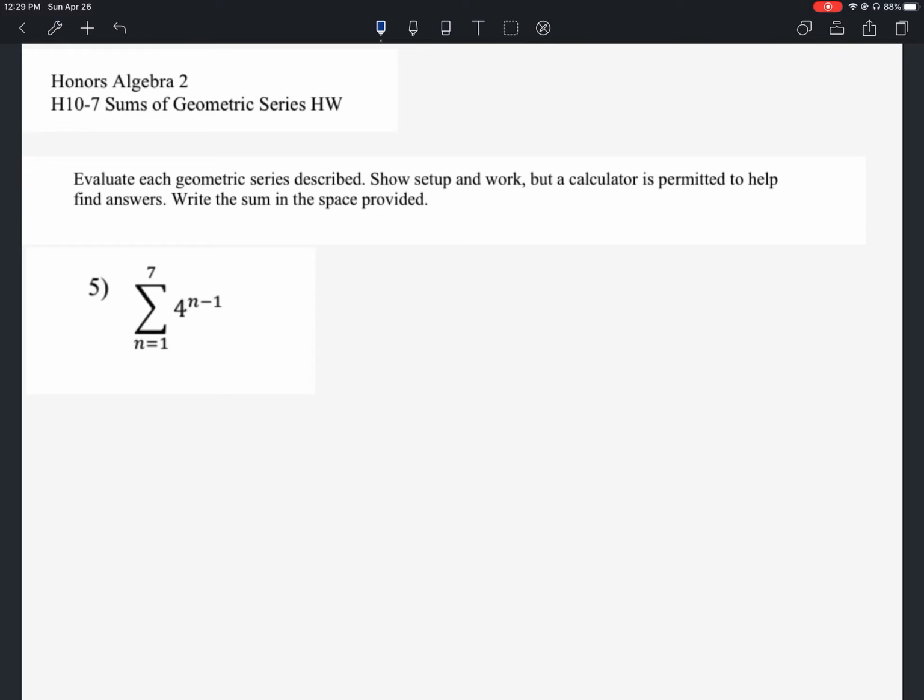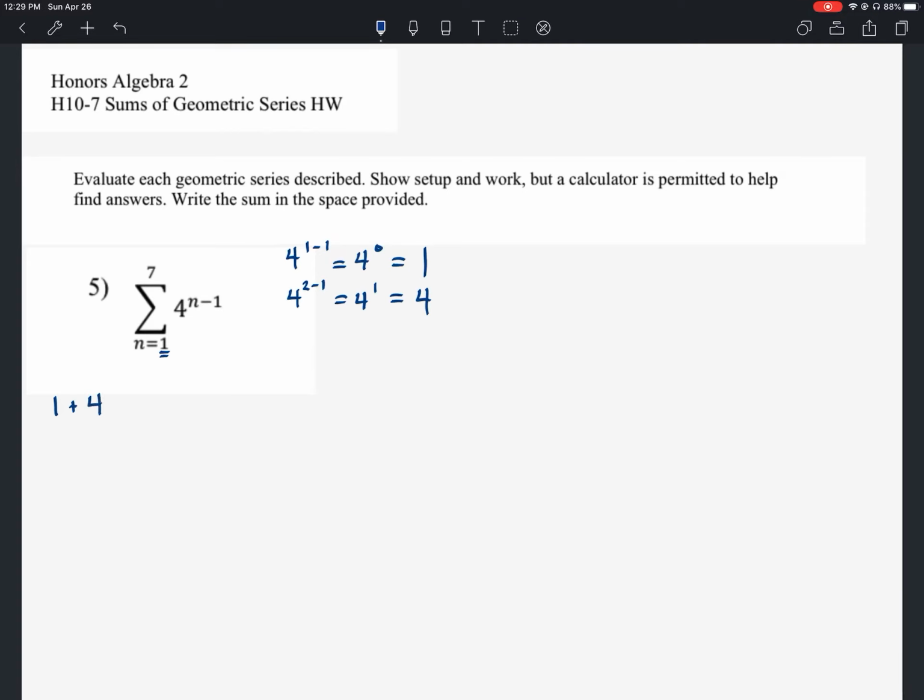If I want to get the first term in the series, I can plug in 1 for my n. So 4 to the power of 1 minus 1 is like 4 to the 0 power, which is 1. So we know the first term in the series is 1. If I wanted to know the second term, I could plug in 2. 4 to the power of 2 minus 1 is like 4 to the first power, which is 4.